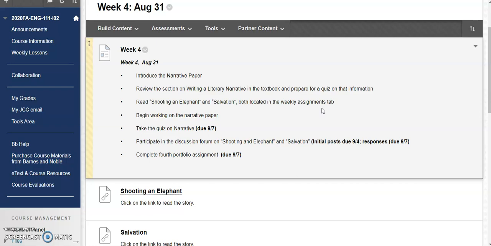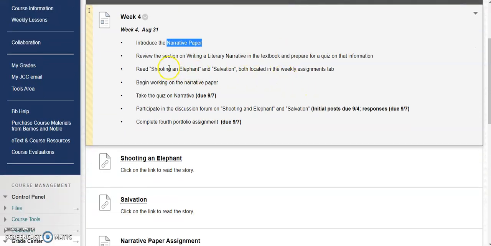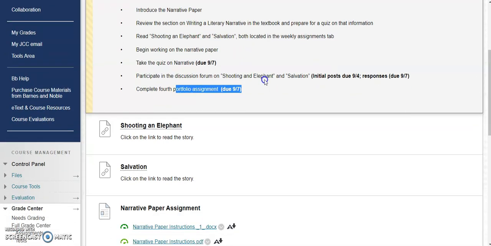You've just been super excited. It's like Christmas morning. It's time to write our first paper. Woohoo! The narrative paper. Yes. We'll get to that in a second. We also get to read a couple of short stories, and we're going to do some discussion board stuff with that. There'll be a quiz on narrative and a portfolio assignment. Before we get to the narrative paper, let's look at this other stuff.